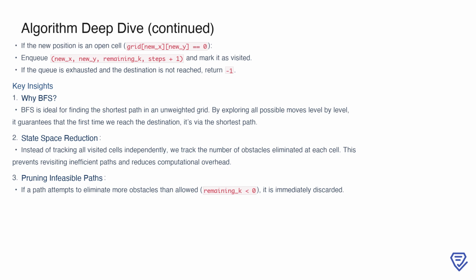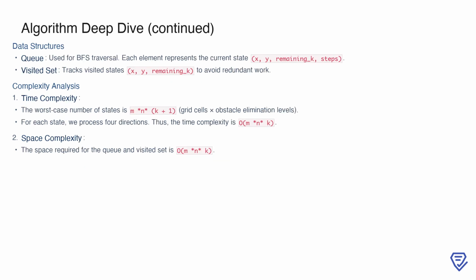Second, we reduce the state space by tracking the number of obstacles eliminated at each cell, rather than revisiting every cell with every possible step count. This optimization reduces computational overhead and avoids redundant calculations. Lastly, we prune infeasible paths early by discarding any state where remaining_k becomes negative, ensuring efficiency even in grids with high obstacle density. The BFS relies heavily on the queue and visited set data structures. The queue facilitates level-by-level traversal, and the visited set prevents duplicate processing of states.